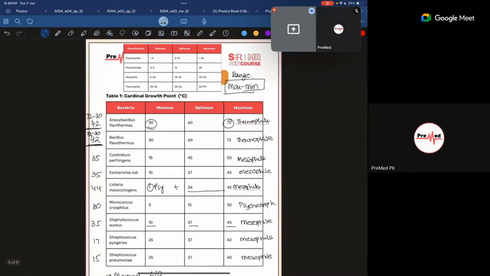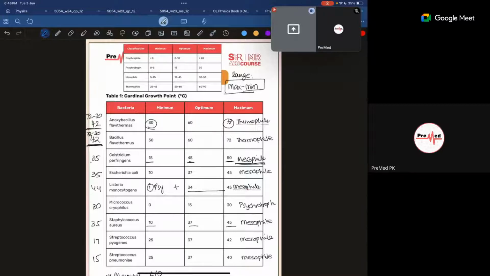Clostridium perfringens clearly fits into the mesophile category because we can see that the minimum temperature is 15 degrees Celsius, that perfectly fits. Optimum is 45, that is fitting again. And the maximum is 50 degrees Celsius, which also fits into the mesophile category.